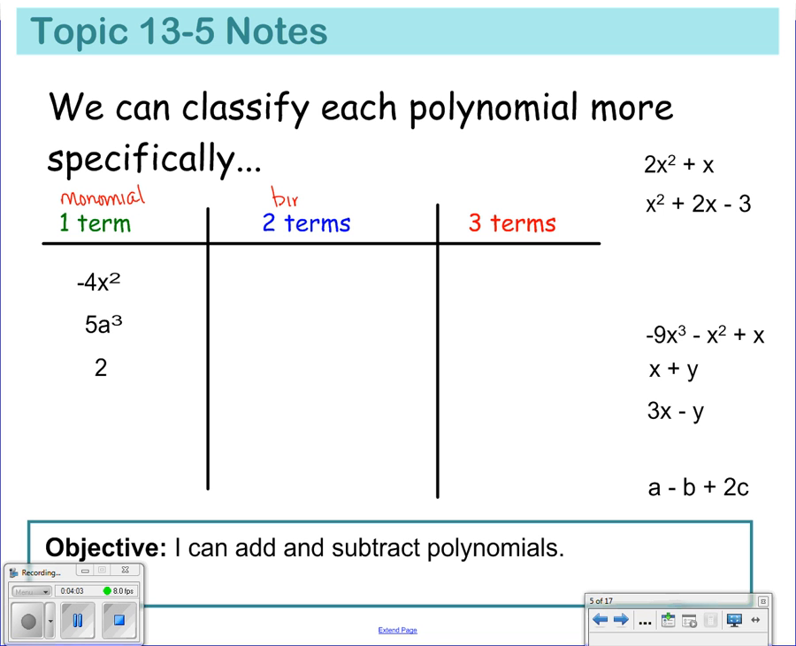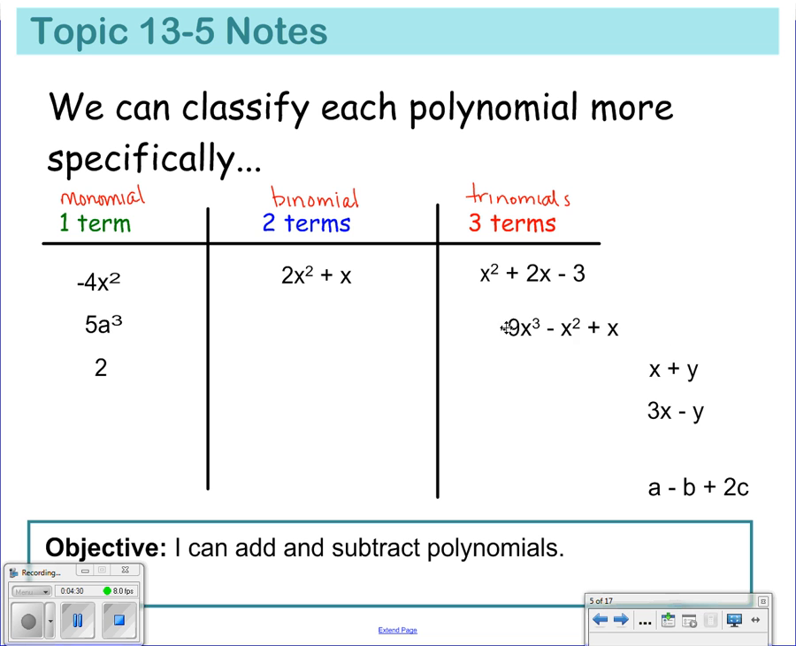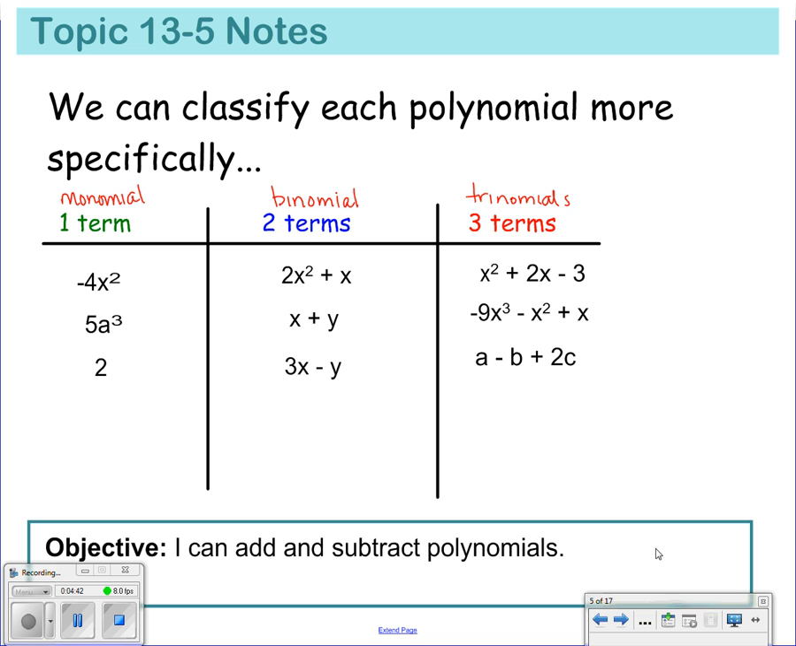2 terms, these are binomials. 2 meaning bi. And 3 terms, these are trinomials. So our 2x squared plus x, we have the addition, 2 terms, those are my binomials. x squared plus 2x minus 3, I do have addition, subtraction, there are 3 different terms, that's my trinomial. Negative 9x cubed minus x squared plus x, here's my subtraction and addition, I have 3 terms. x plus y, these are 2 terms. 3x minus y, there's 2 terms. And then a minus b plus 2c, we have 3 terms.